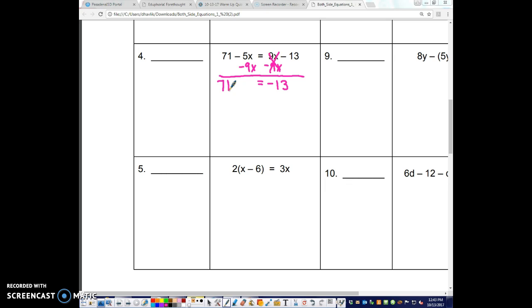Negative 5 minus 9 is what? Type that in. Negative 5 minus 9. Negative 14. Okay? So what's our next step here? Remember, we're trying to get x by itself, so get the thing farthest away from x on its same side. That's a 71. It's a positive 71, so to get rid of it, we have to subtract 71.